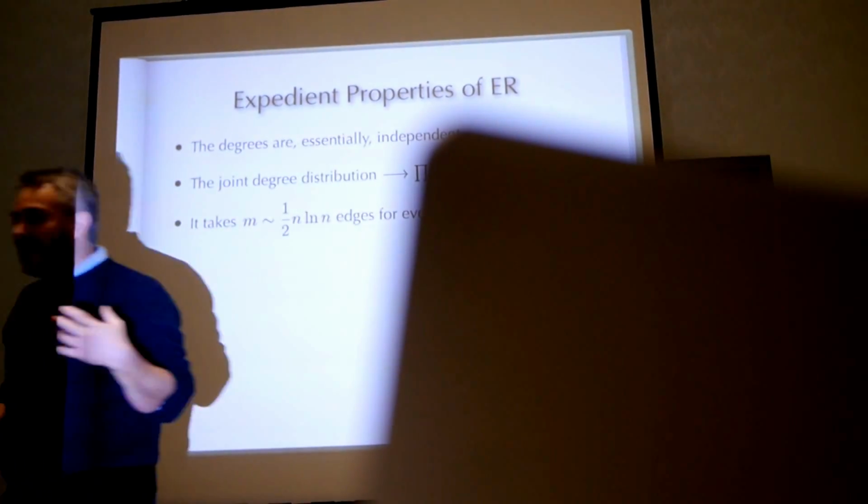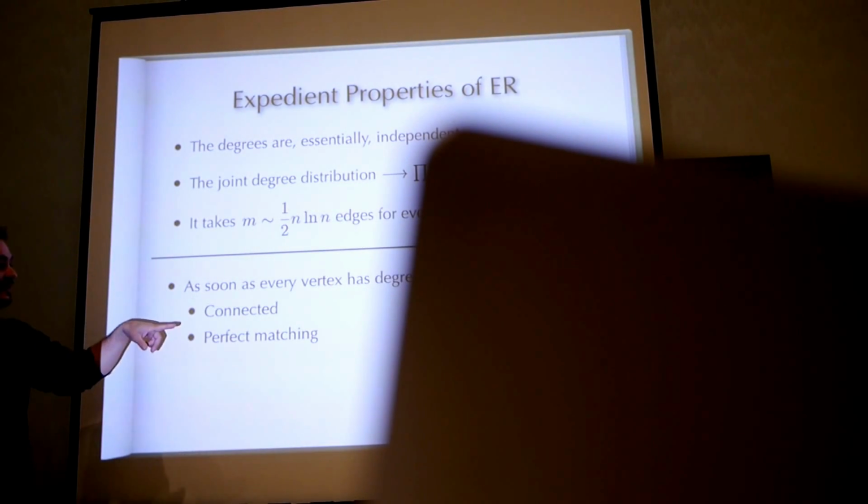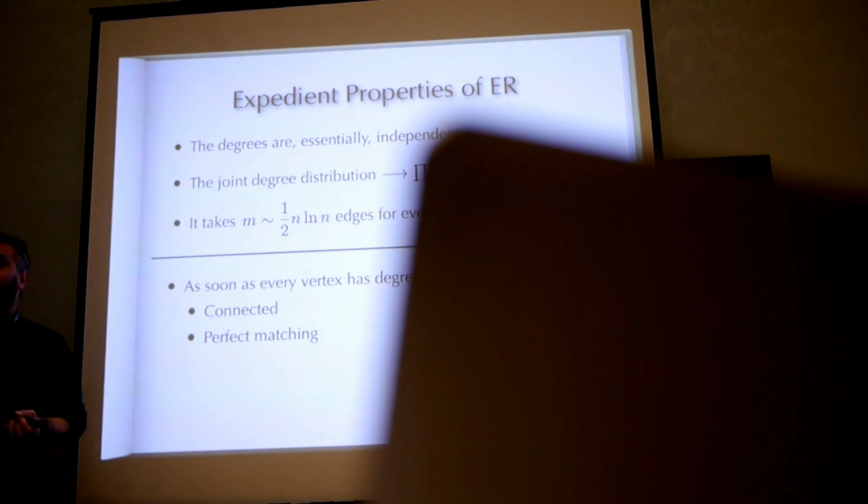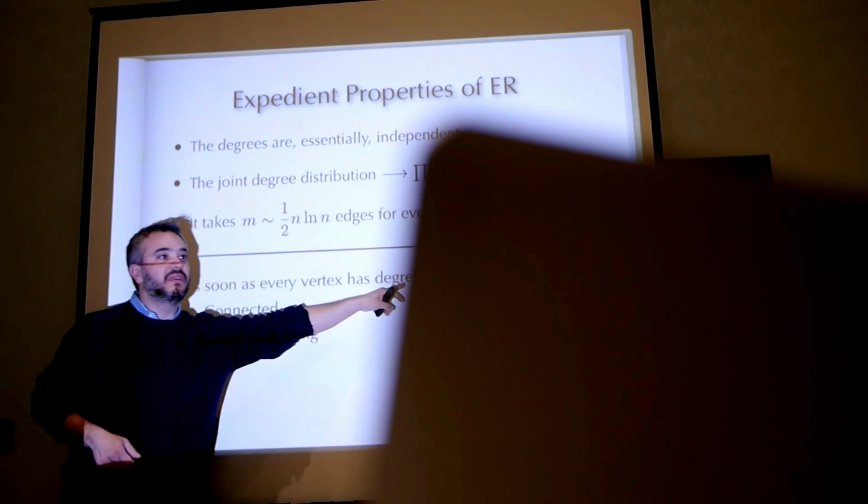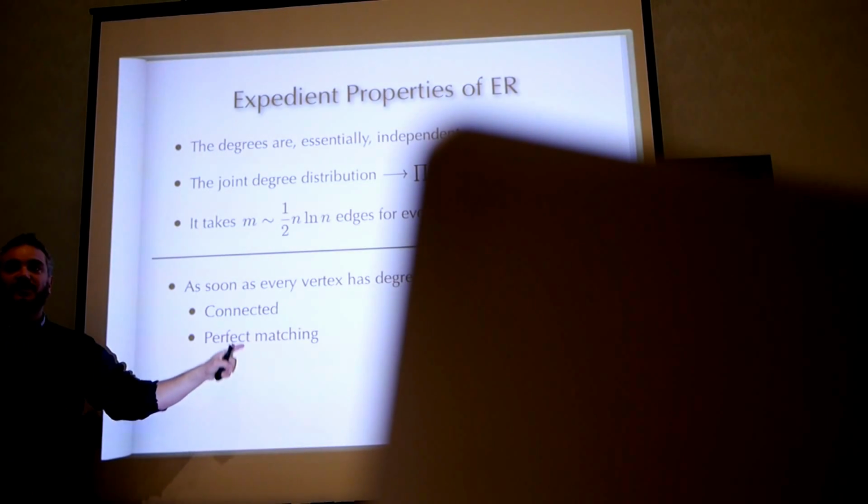Now, having degree 1 is an absolutely necessary, a trivially necessary condition for the graph to be connected or for the graph to have a perfect matching. Yet in a random graph of this nature, as soon as this trivial condition is satisfied, the graph is connected and has a perfect matching. So in fact, if you play the game as in I add one edge at a time, the edge that will make the graph have this property will be the edge that will make it have these two properties.